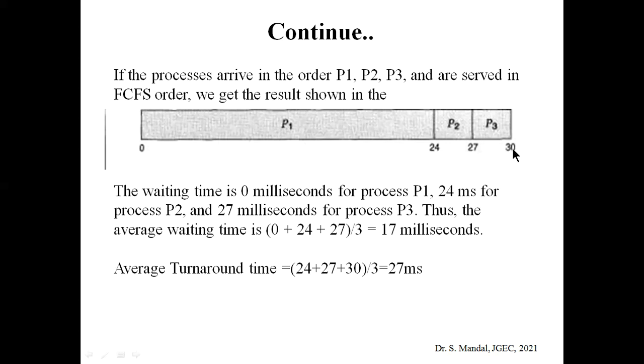So a total of 30 milliseconds is for the P3 process, total 27 milliseconds turnaround time for the P2 process, and total 24 milliseconds turnaround time for the P1 process. So average turnaround time is equal to 24 plus 27 plus 30 divided by 3, so that is 27 milliseconds.